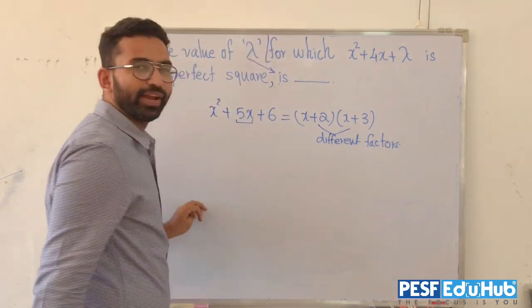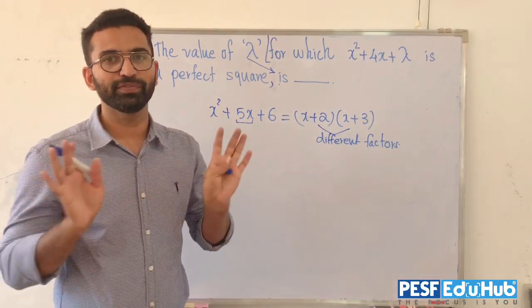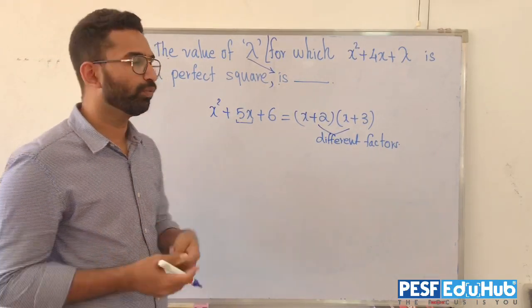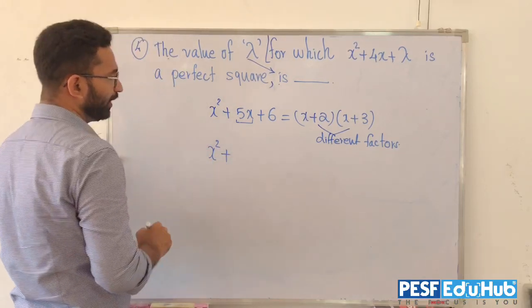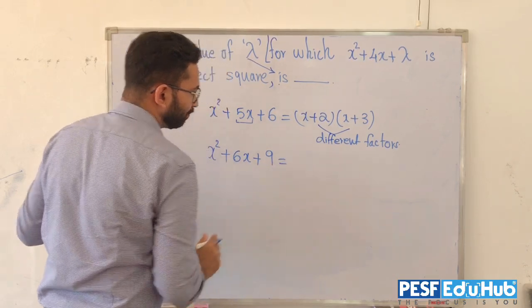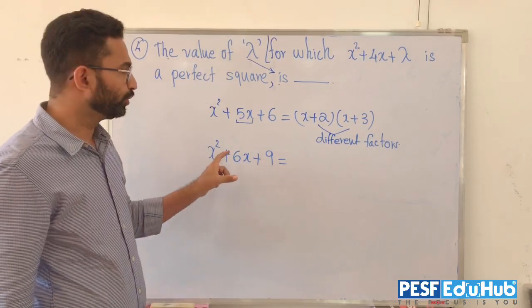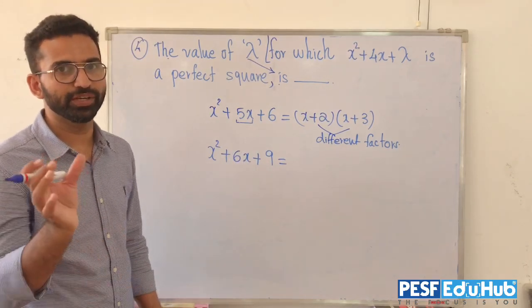They are different factors, so I can say that this particular polynomial is not a perfect square polynomial. Then what is the meaning of a perfect square polynomial? Suppose I am writing x square plus 6x plus 9, and I am asking you to find the zeros, or to split the middle term of this polynomial and find the factors.